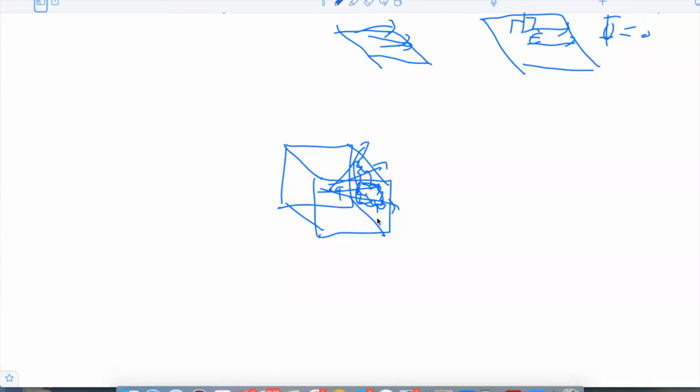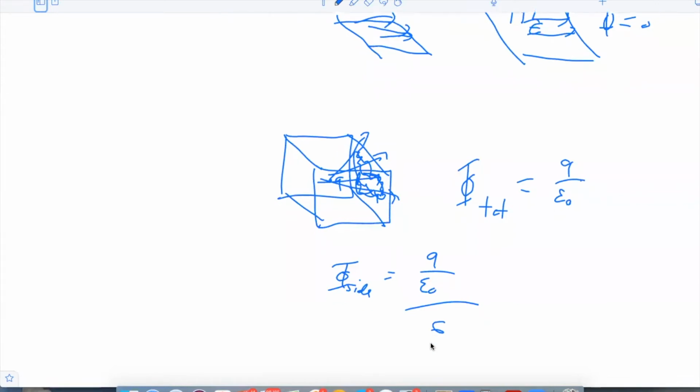But Gauss's law says, no, it doesn't have to be. The total flux through the entire cube is Q over epsilon naught. Each side then gets 1/6 of that. So the flux through this side would be that over 6. We're done. So Gauss's law is very powerful.